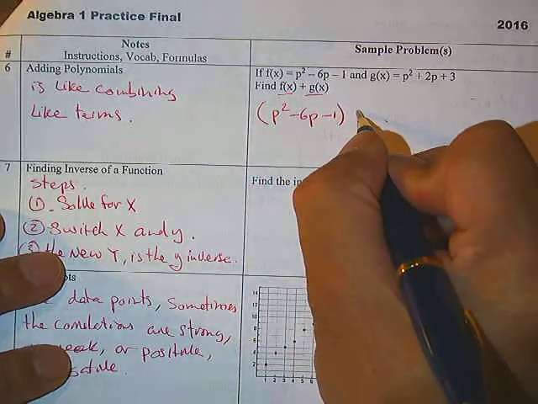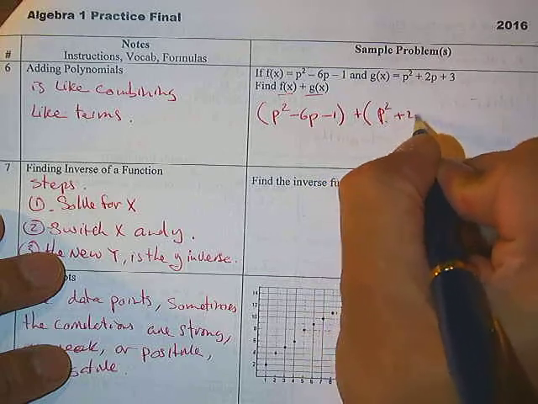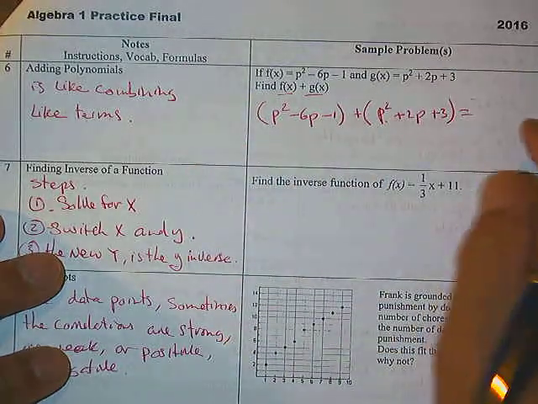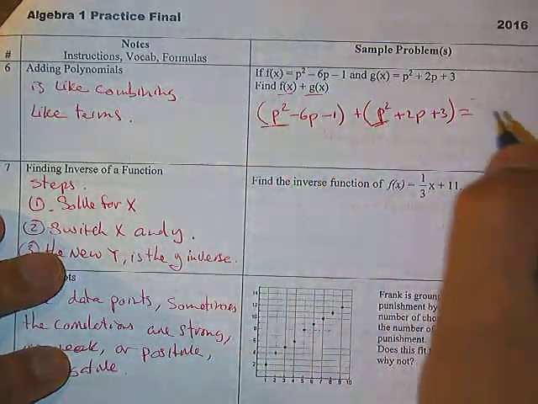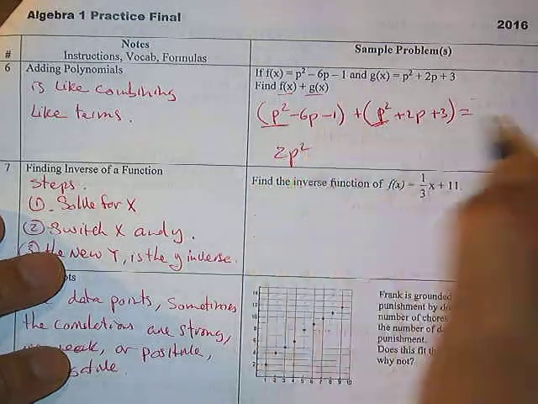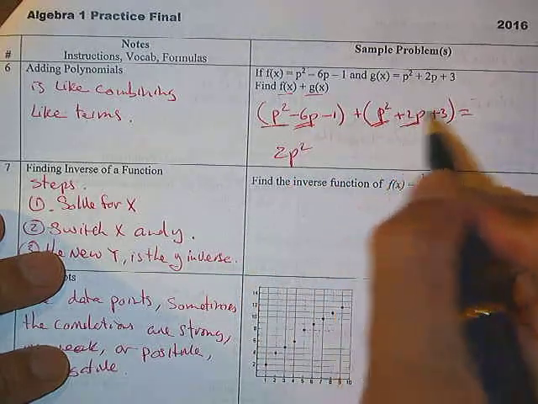What is the deal with adding polynomials? It's like combining like terms. Alright, good. So we're adding f of x to g of x. There's f of x, g of x. So f of x is p squared minus 6p minus 1. And we're adding it to g of x. And g of x is p squared plus 2p plus 3.